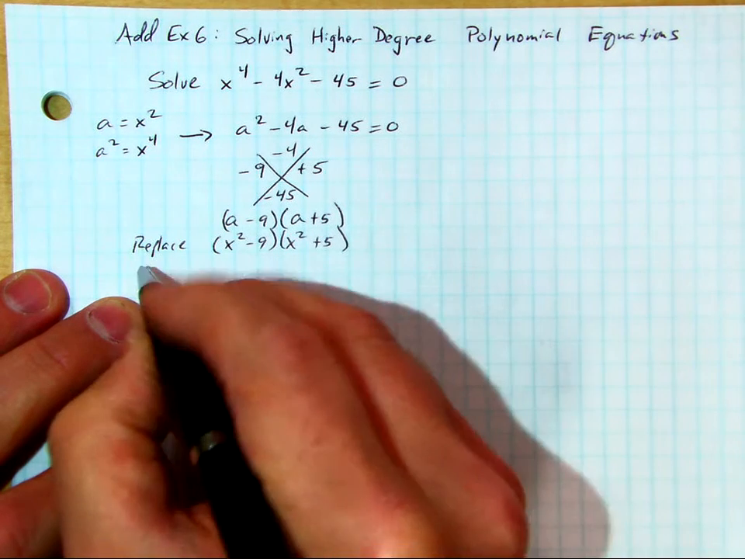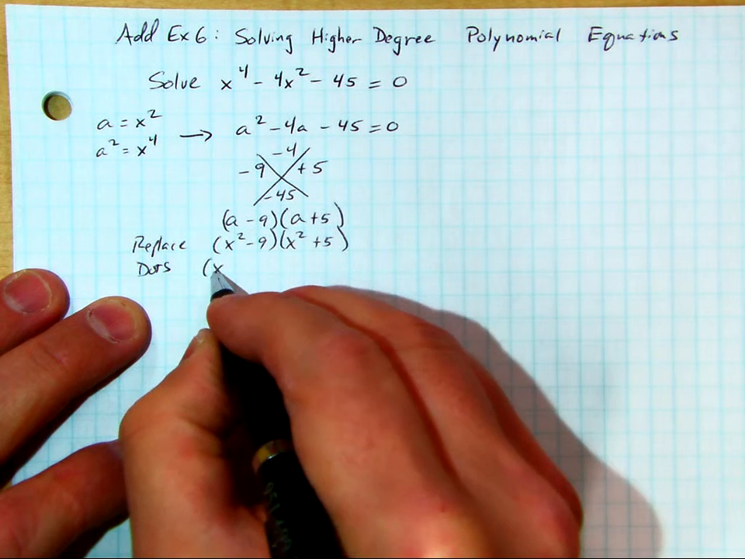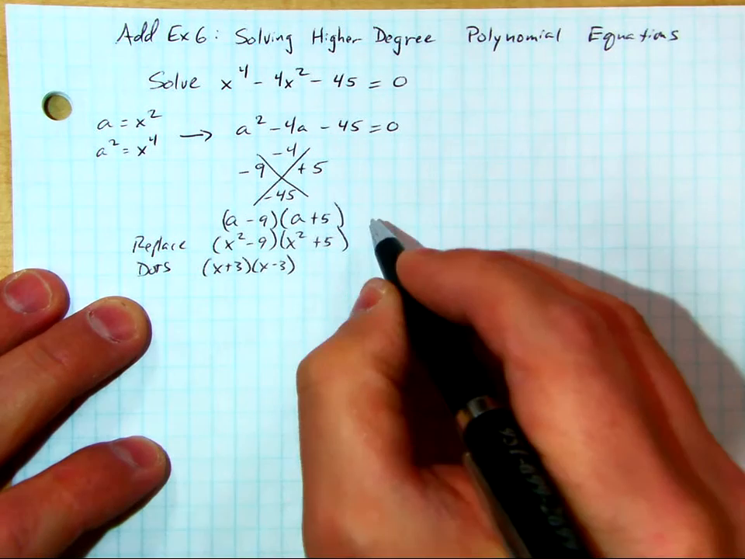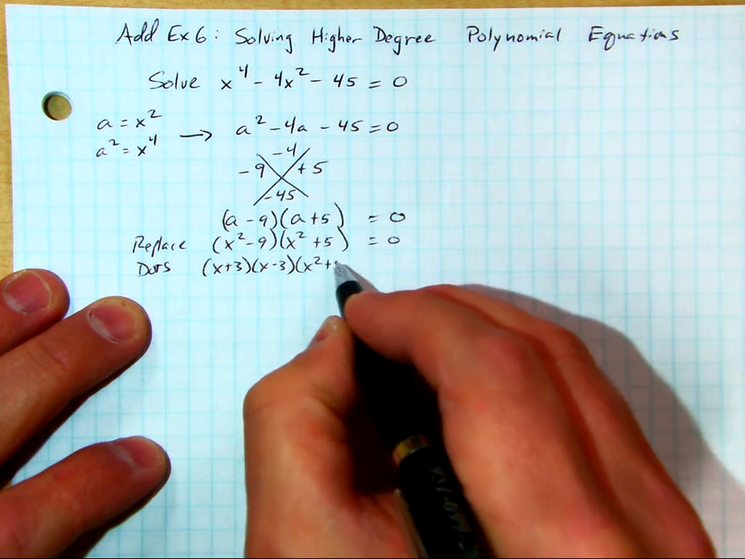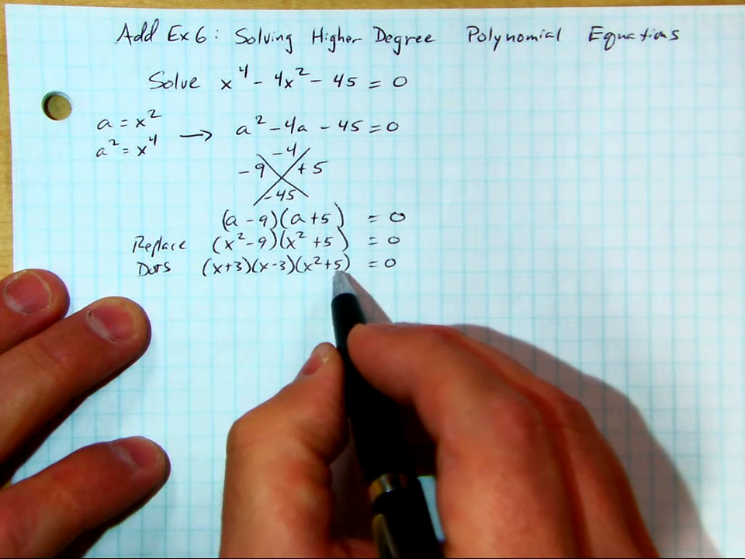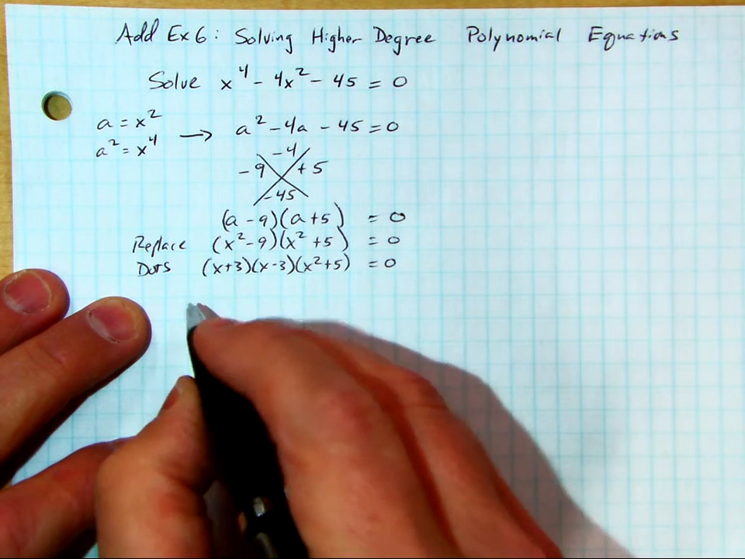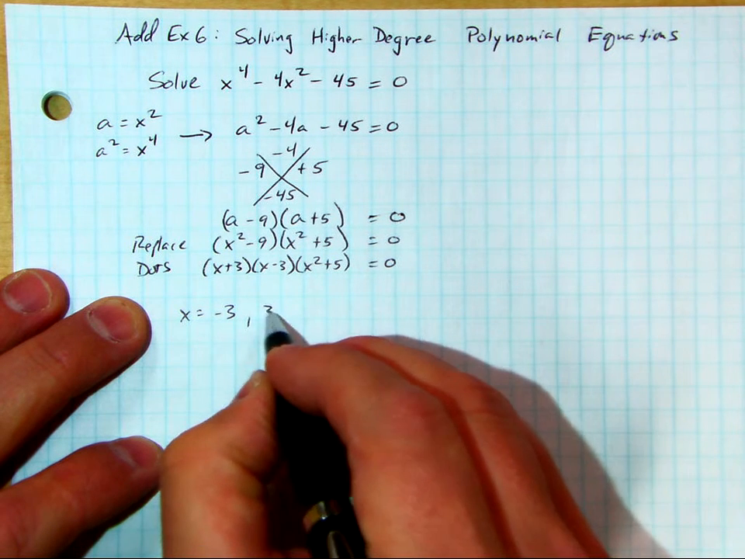We can further factor the left side again. This is going to become x plus 3 and x minus 3. And the whole time here we're still equal to 0. So we're going to have to use the zero product property to find out what our zeros are from each of these binomials. The zero for this one is negative 3. From here it's positive 3.